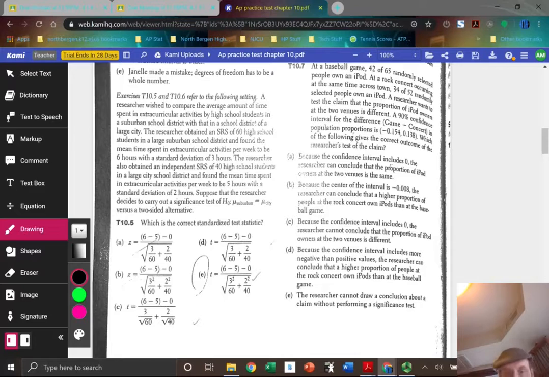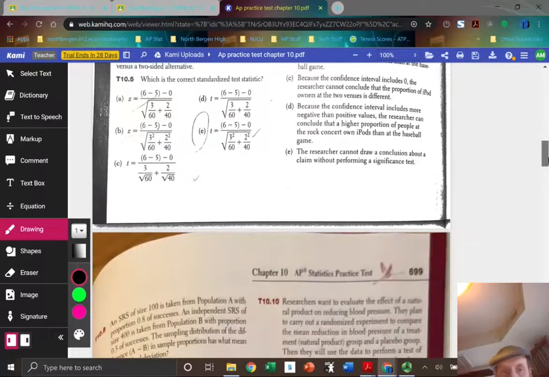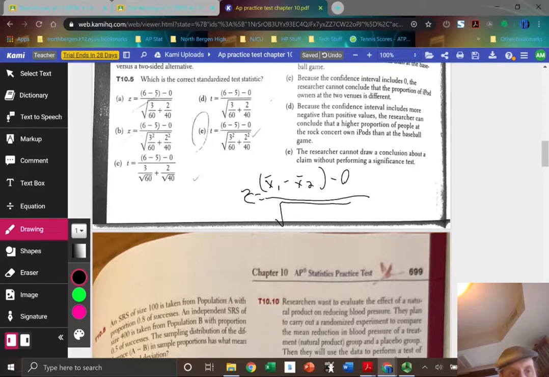In this case, the formula is, let me just write that down, Z equals the x bar sub 1 value minus the x bar sub 2 value minus 0, all over the square root of the sample standard deviation: S sub 1 squared over N sub 1 plus S sub 2 squared over N sub 2.